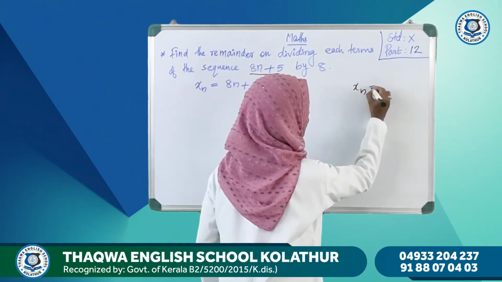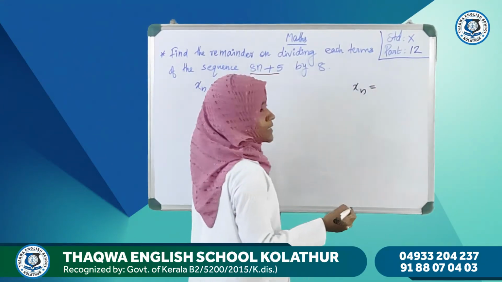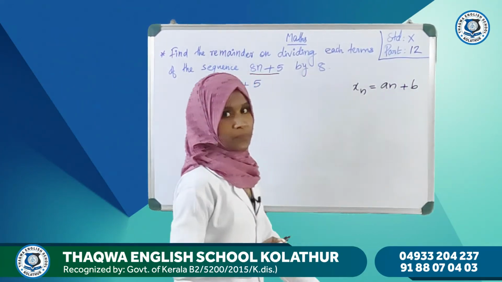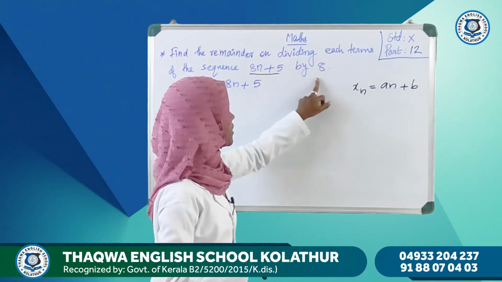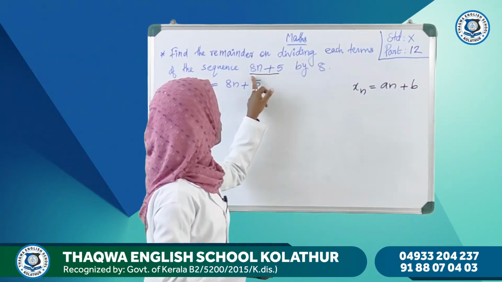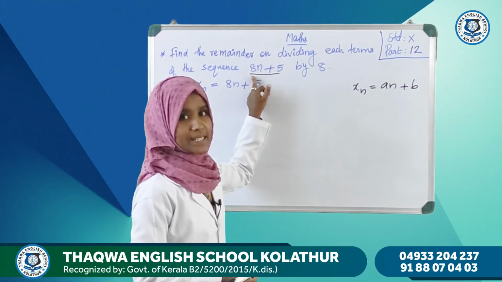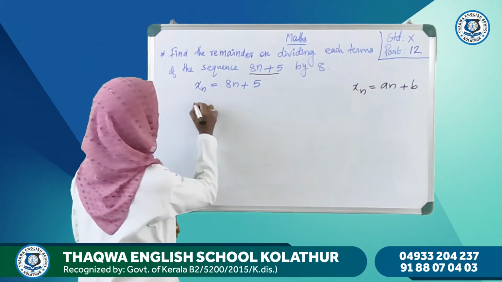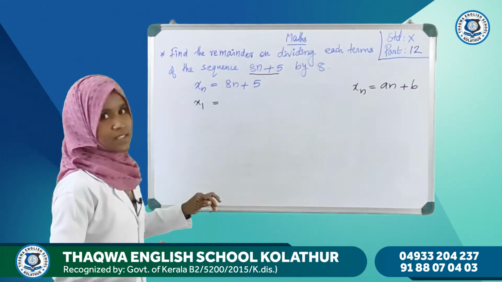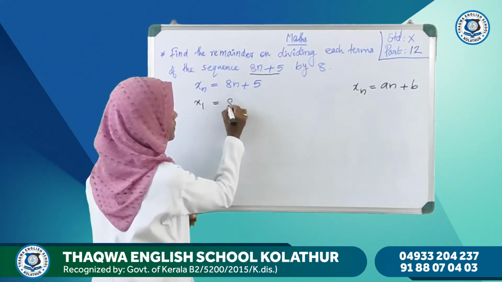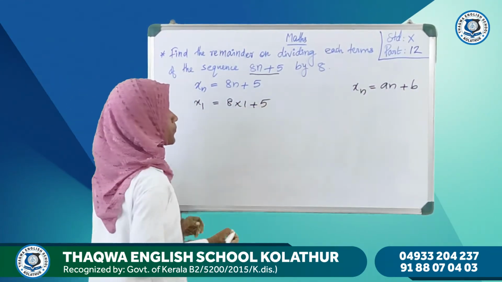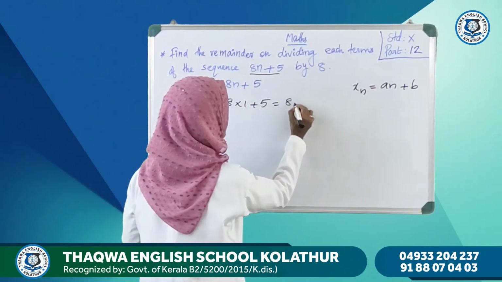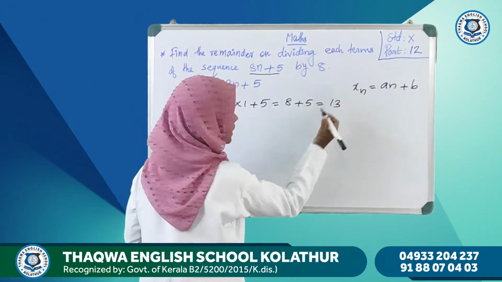Then our general form of the nth term of an arithmetic sequence is an plus b. Here we know that the common difference of the sequence is 8, so the divisor is 8. Now we have to find the terms of the sequence. First term is 8 into 1 plus 5. Put n is 1. That is 8 plus 5, 13.